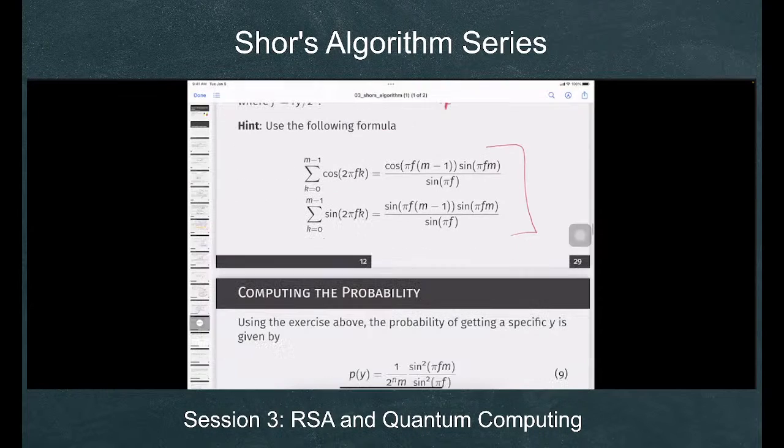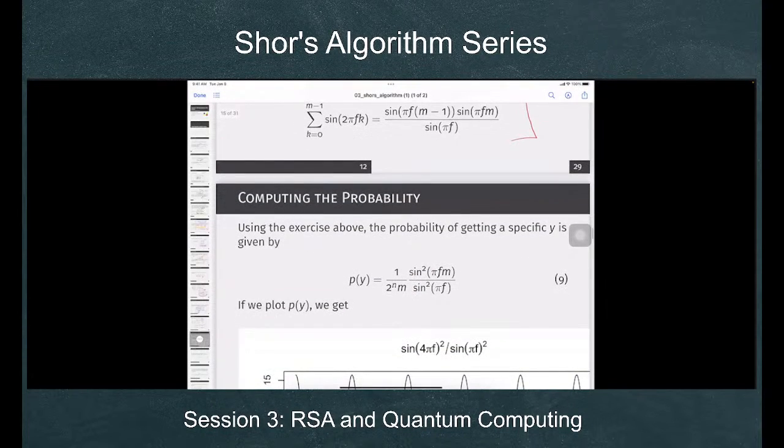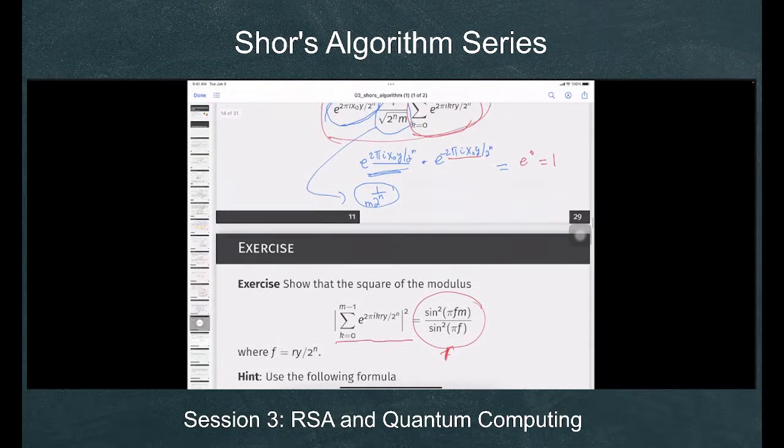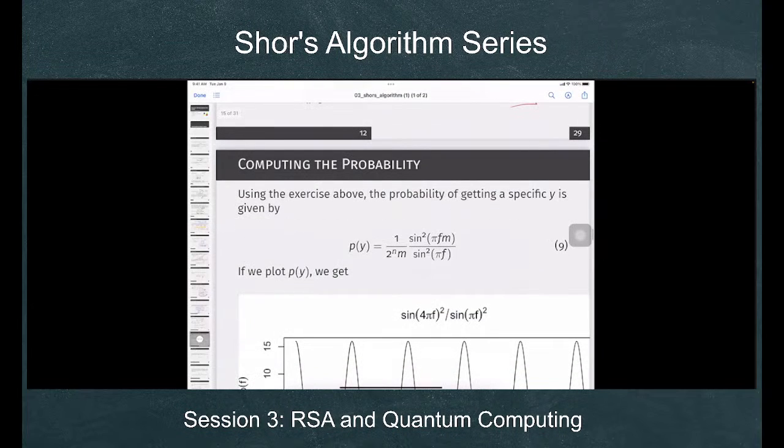So the probability is therefore equal to this one here multiplied by this one here. So this is equal to this one. The probability of getting a y is equal to this quantity, 1 over 2 to the m times n, and this sine squared.